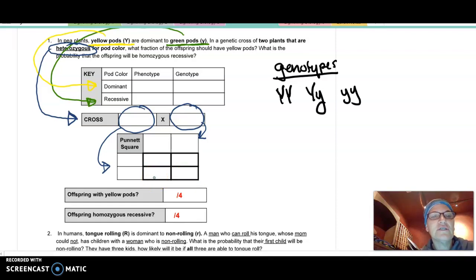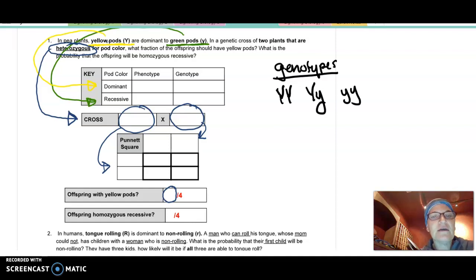The first question is, what fraction of the offspring should have yellow pods? So you'll just go in here and you'll say, okay, how many of the 4 have yellow pods? And you're going to type that number in right there. And so maybe it's 1/4, maybe it's 2/4, maybe it's 3/4, maybe it's all 4/4.